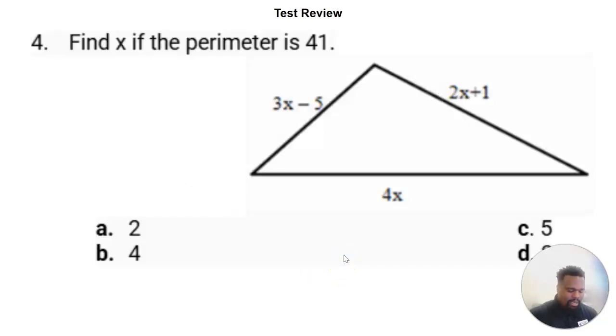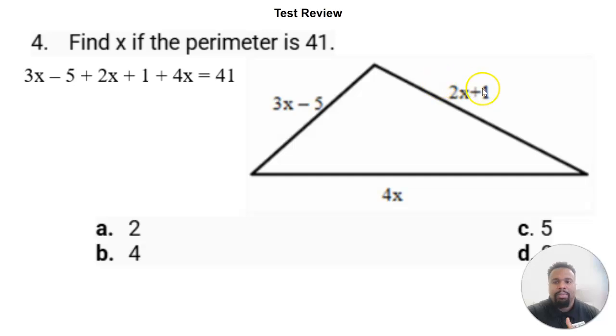All right, let's take a look here. Find x if the perimeter is 41. The perimeter is the distance around the figure. So to find the perimeter, you need to add all the sides together. Now the perimeter is given, so basically we need to solve for x. We need to add the sides. We've got to do 3x minus 5 plus 2x plus 1 plus 4x equals the perimeter of 41.